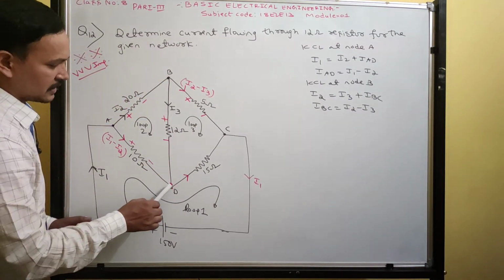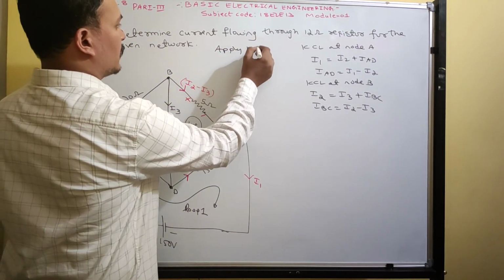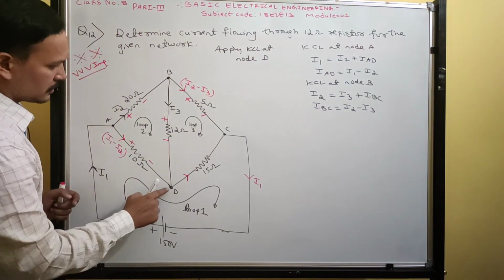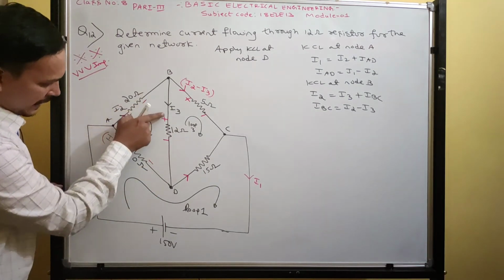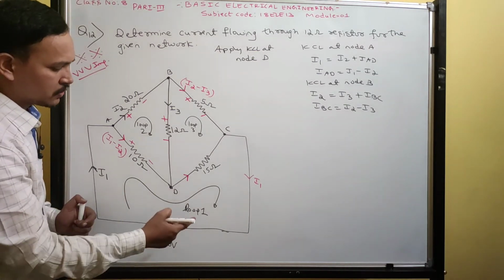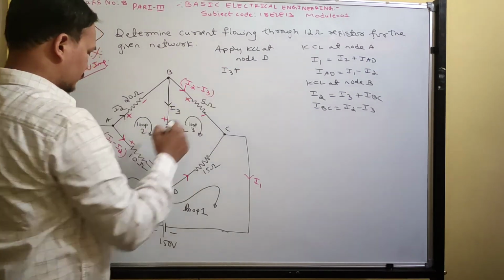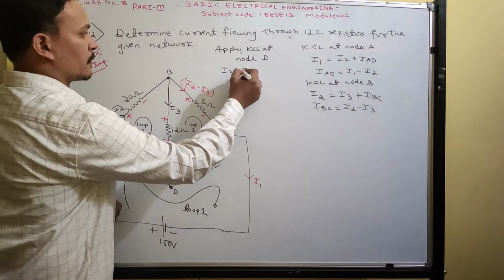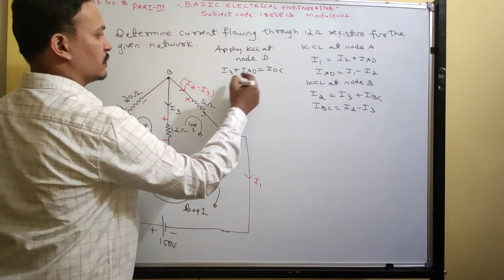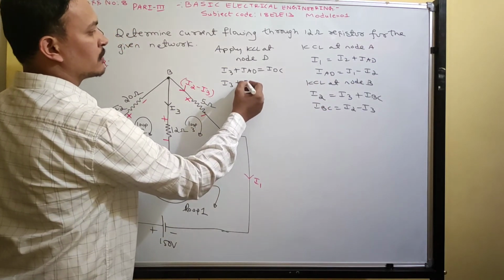Now apply KCL at node D. What is the current entering node D? I3 current is entering, and the IAD current is entering. What is the outgoing current? IDC. So I3 entering plus IAD entering is equal to the IDC current. What is I3? What is IAD? We have written here. IAD is I1 minus I2.